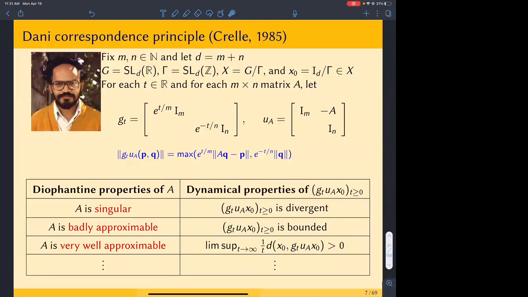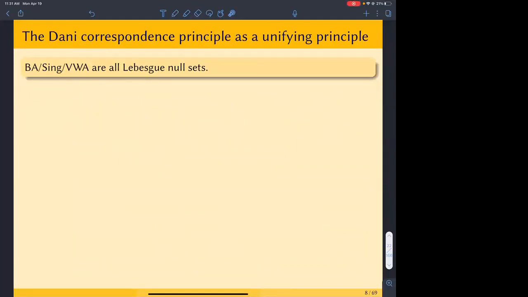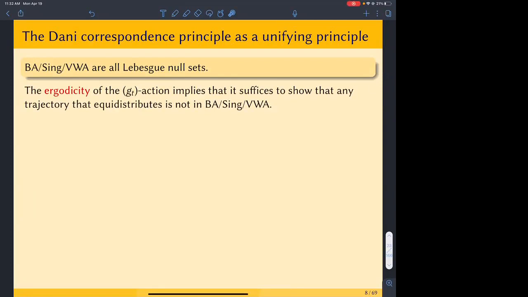Okay, so apart from having this beautiful dictionary, let me show you one way this correspondence is a unifying principle. So for example, when these classes were first studied in Diophantine approximation, long before the 1980s, at least more than half a century before the 1980s, several people worked on cases of showing that these sets of badly approximable or singular or very well approximable matrices are Lebesgue null sets. If you follow the Dani correspondence principle, you get all of this in one stroke just because the g_t flow is ergodic. So this is a unifying principle because it shows you how to look at all these individual proofs in one framework, right?